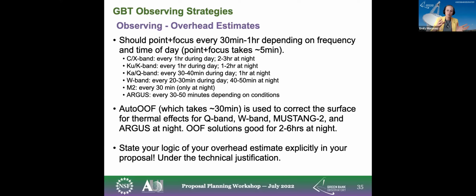So when you move a telescope around, gravity will affect it differently. We account for that, but then also you have thermal effects, heating and cooling of the earth and of the air will change the shape of the dish as well. So this auto oof accounts for that, and it does take about 30 minutes. We're working on some strategies to decrease that time, but for now you'll have to consider that it takes about 30 minutes.